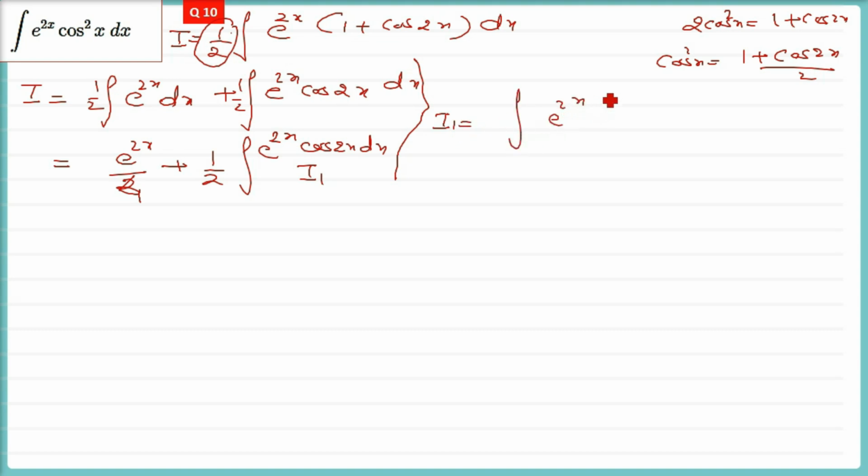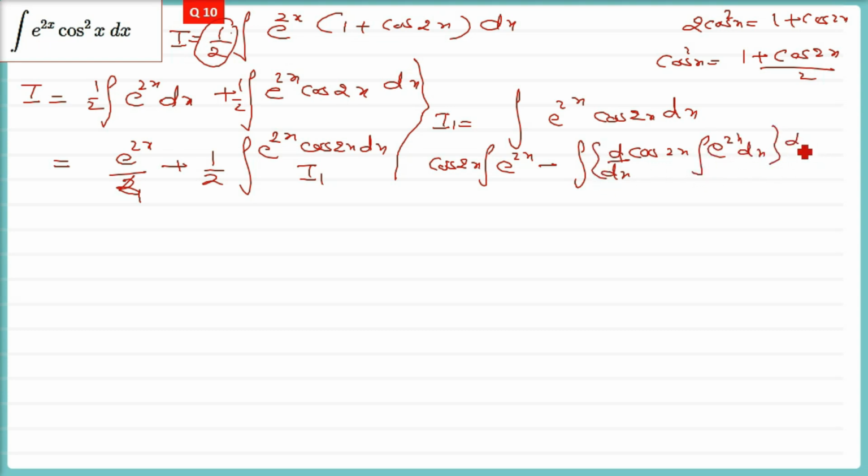So I1 becomes integration of e raised 2x cos 2x dx. Those who have already done this can just go to the next one, because e raised 2x cos 2x, e raised 2x sin x we have already done. So the integration will be integration of u dot v. I am taking cos 2x as the first function. So this is the u dot v integration. This is how we apply the formula.